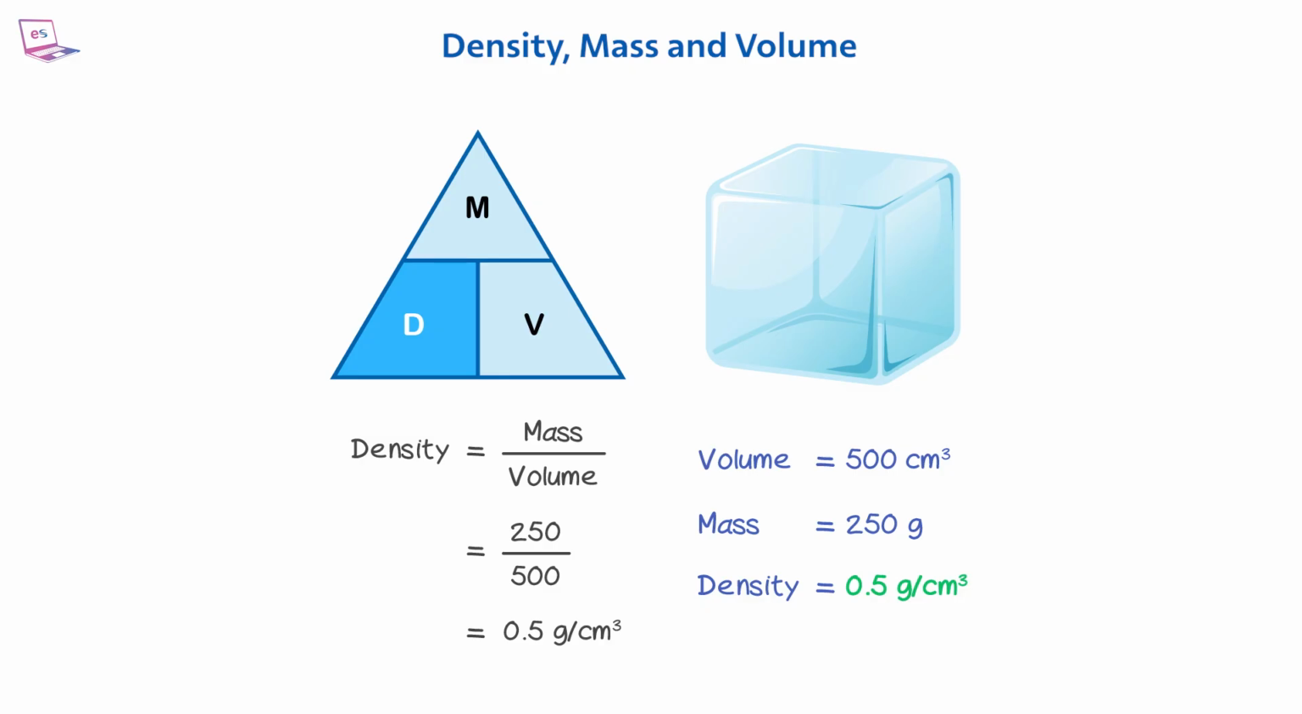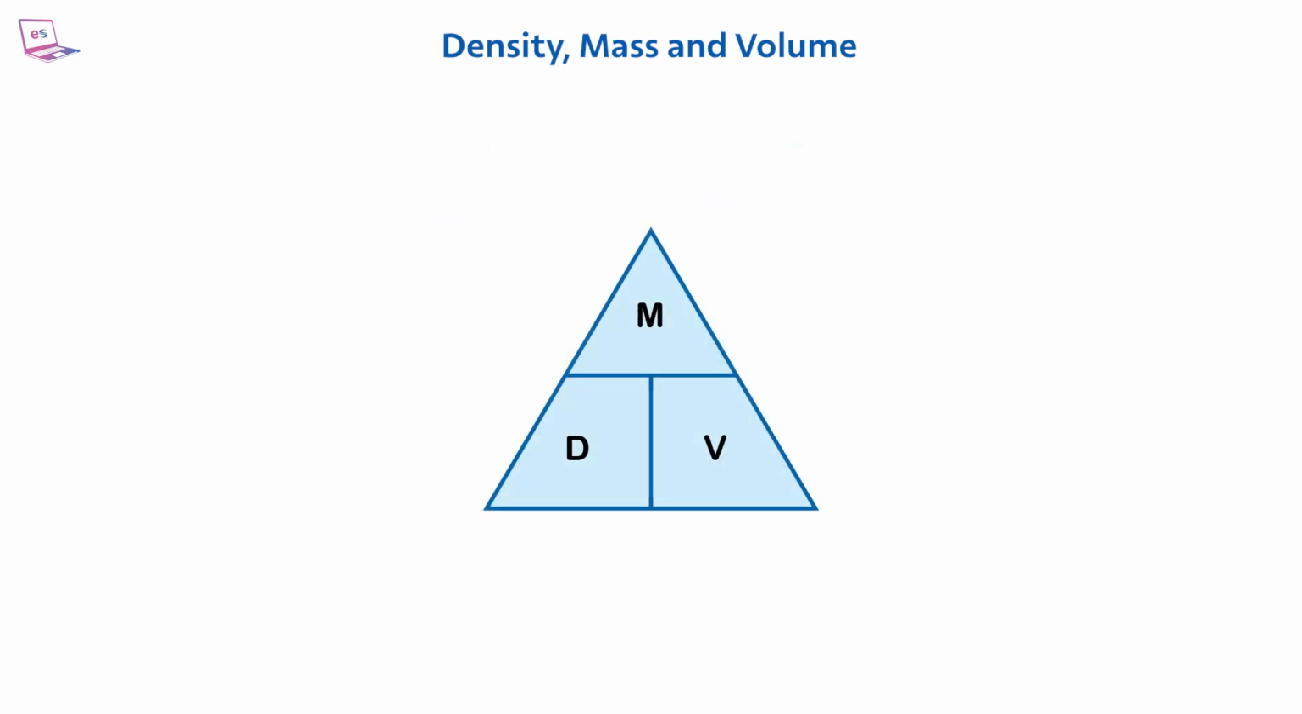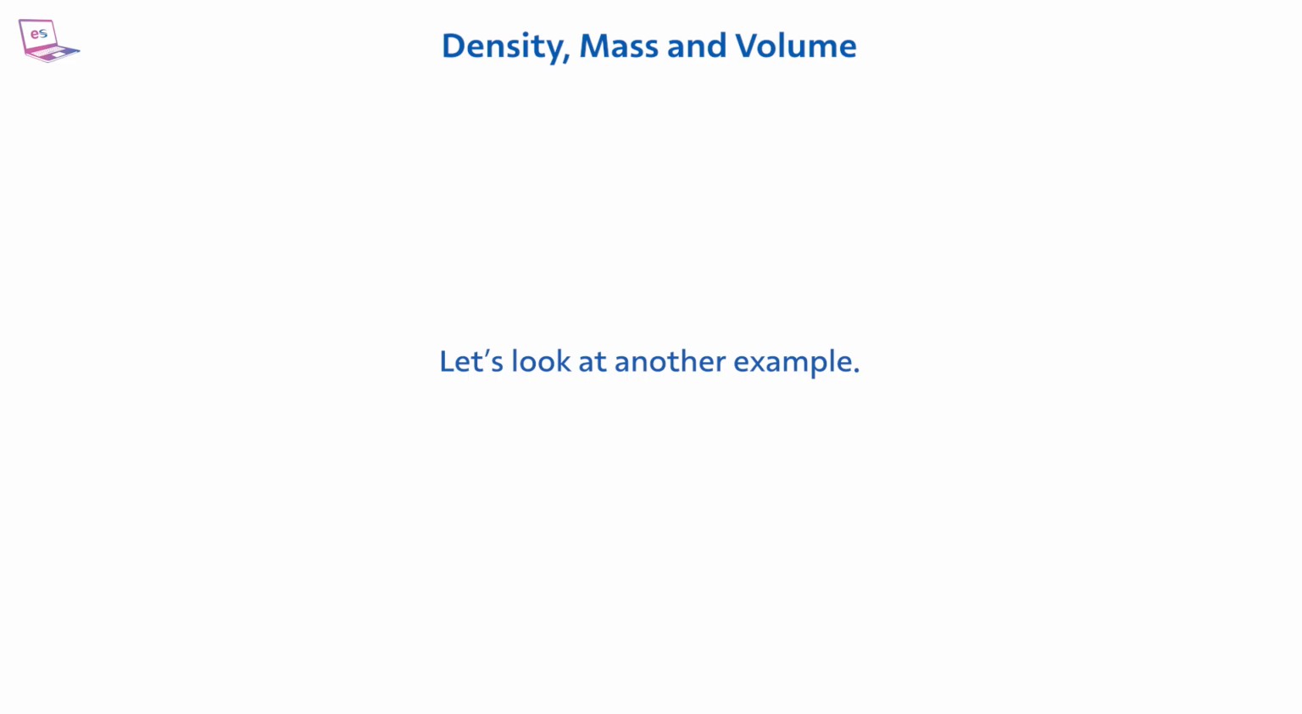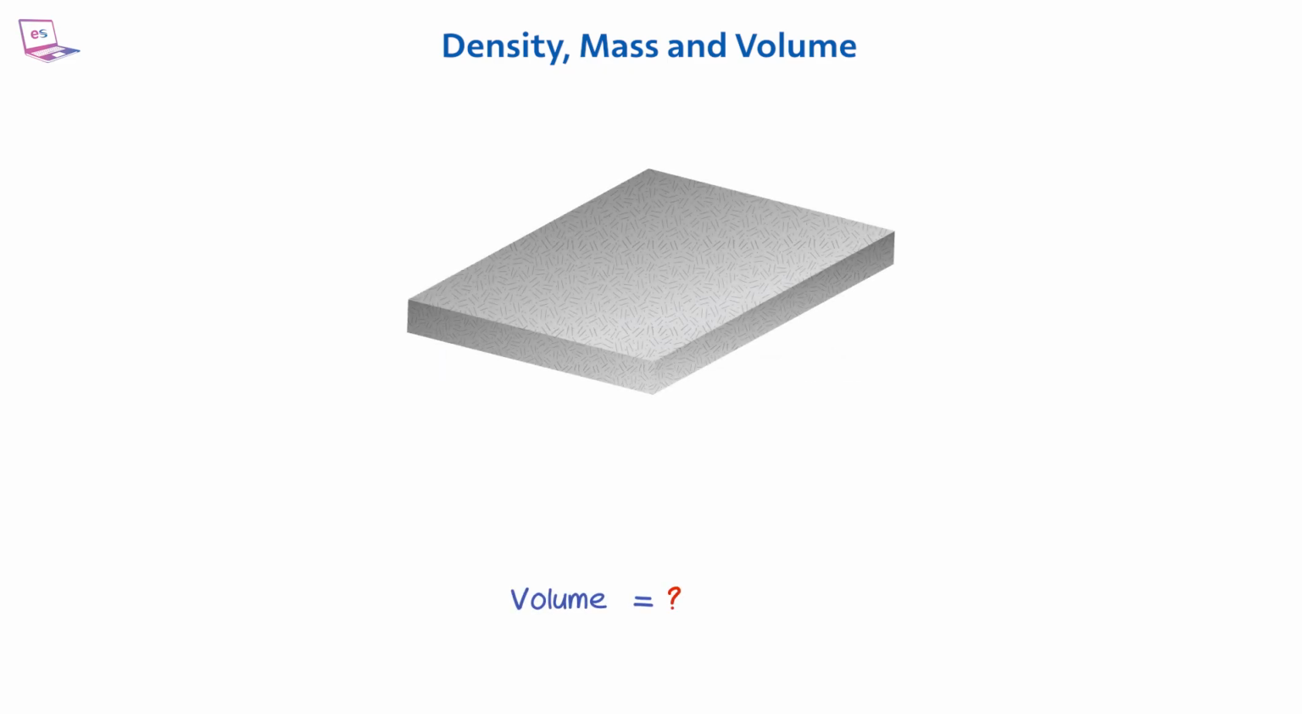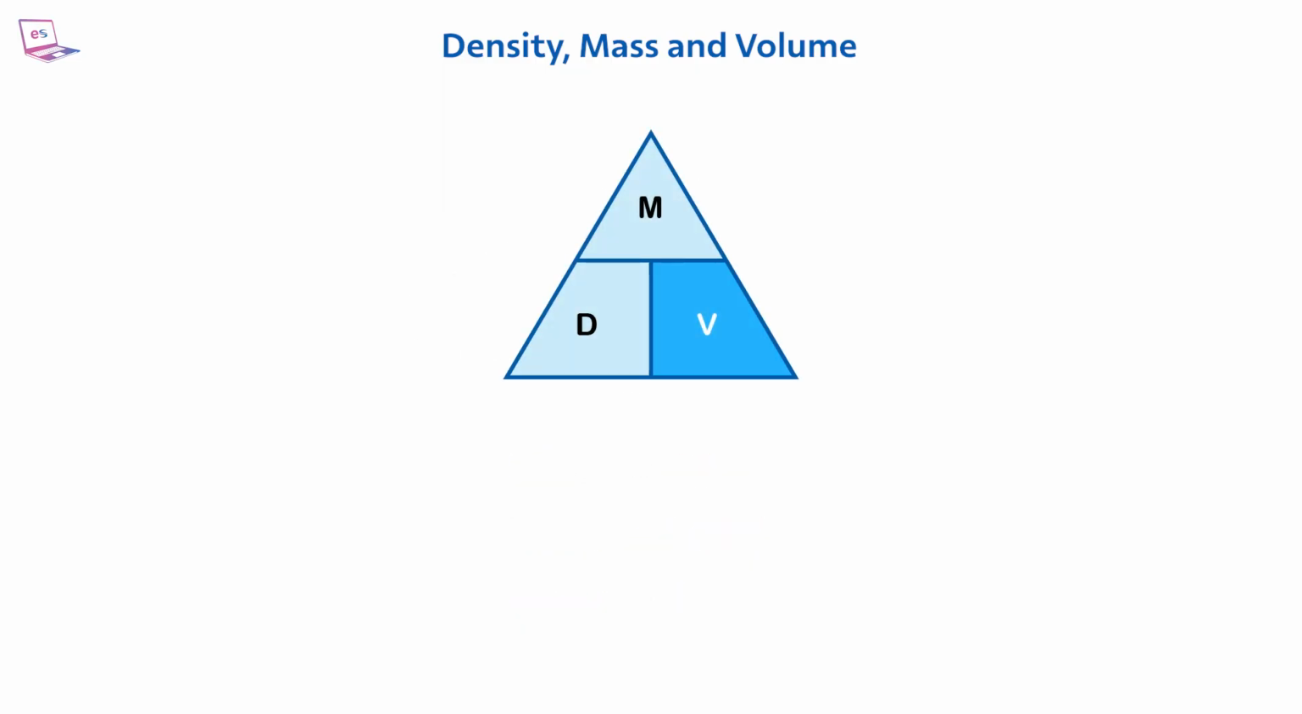See, it's that simple. The formula triangle makes calculating density, mass, or volume easy. Let's look at another example. What is the volume of a piece of metal with a mass of 180 grams and a density of 6 grams per cubic centimeter? The mass and density are given in the question, and you need to calculate the volume of the metal. Let's use the formula triangle.